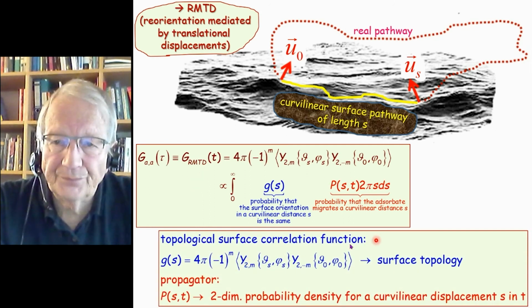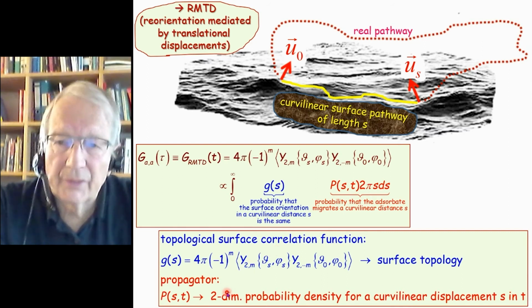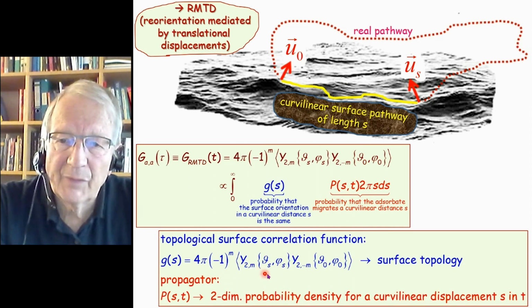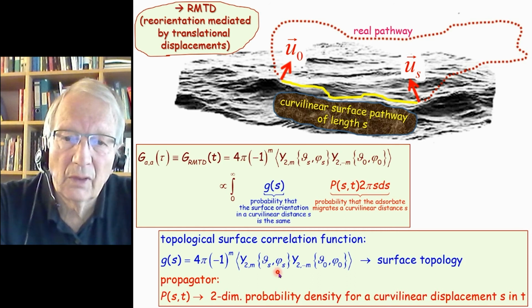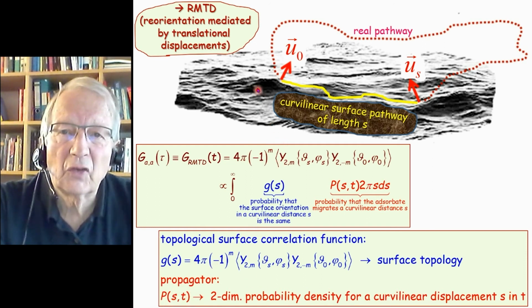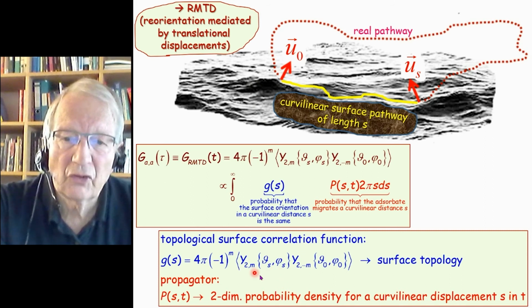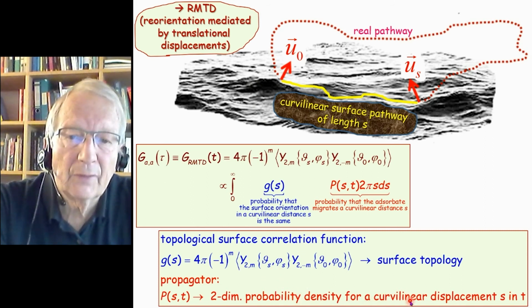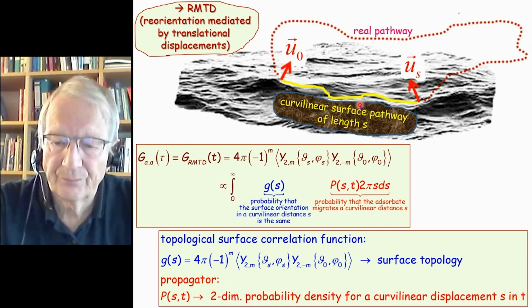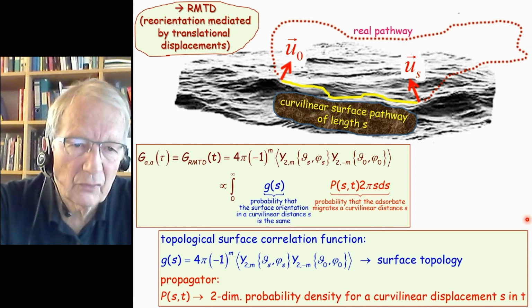Now, the topological surface correlation function can be described in this way, just the spherical harmonics of second order at the position 0 and at the position s. And the propagator along the surface is just a quasi-two-dimensional probability density for curvilinear displacements s in the interval tau.